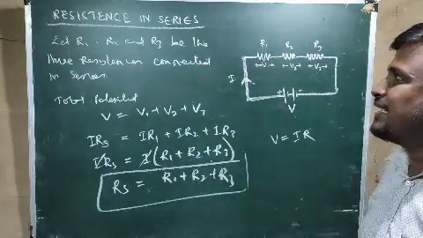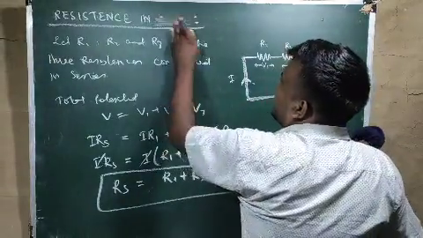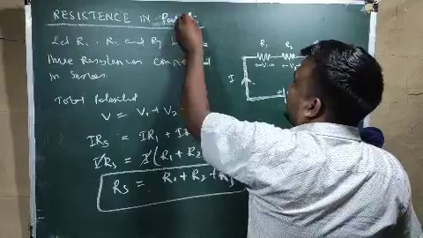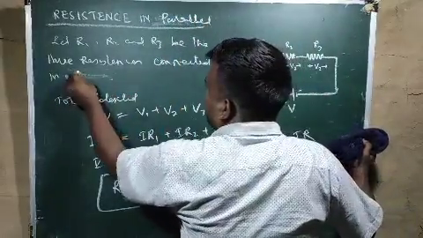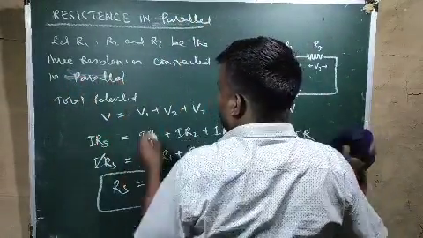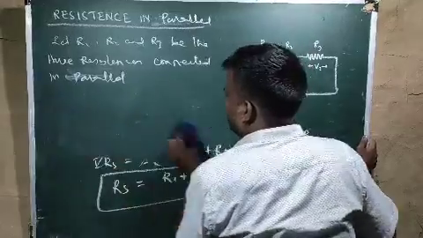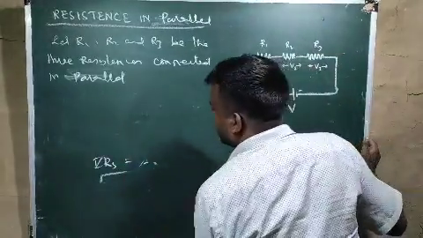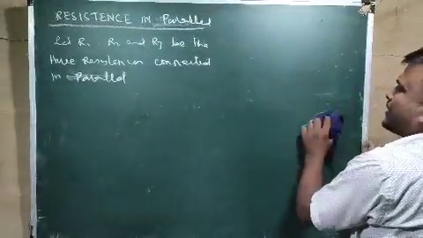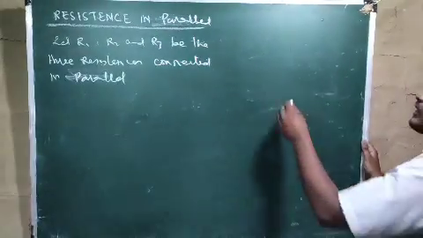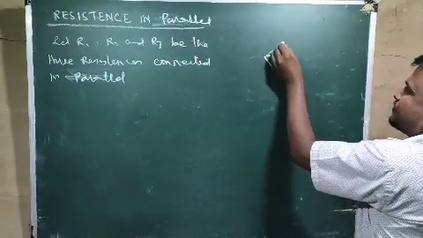Now we'll see the parallel combination of resistance, resistance in parallel. If the resistances are connected in parallel, we will get a different circuit diagram. So what is the meaning of parallel? You see here.